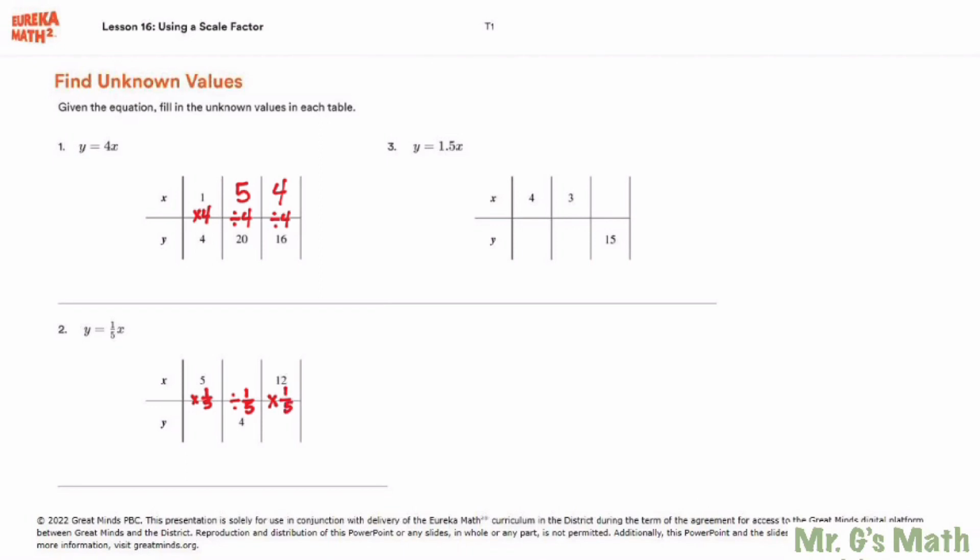Okay? Anybody do 5 times 1/5? 5 times 1/5. What did you get? 1. Yes, 5 times 1/5 is equal to 1. 1 is that missing number. What is 4 divided by 1/5? You can work it out. 4 divided by 1/5. How do I make the 4 become a fraction?